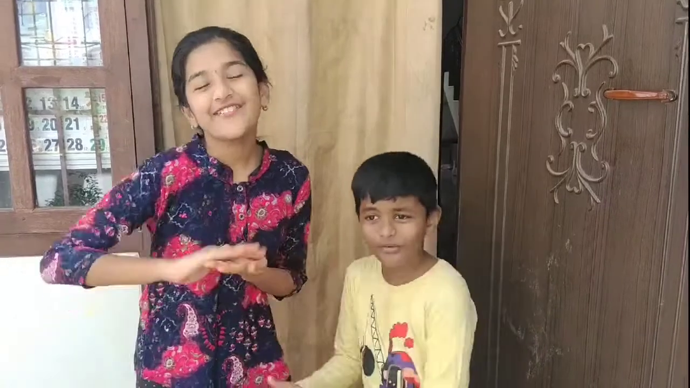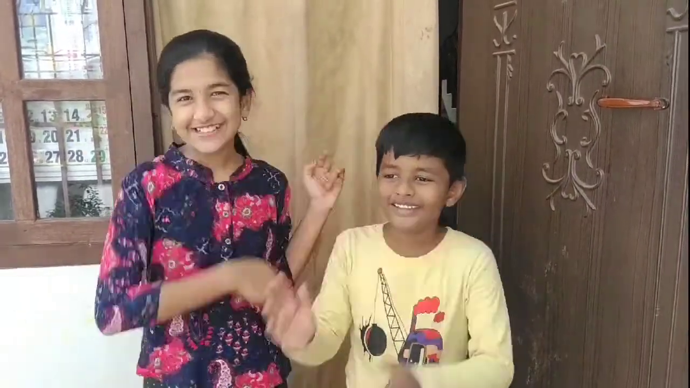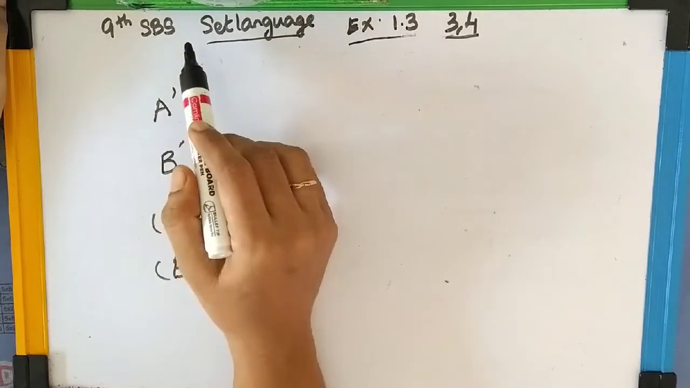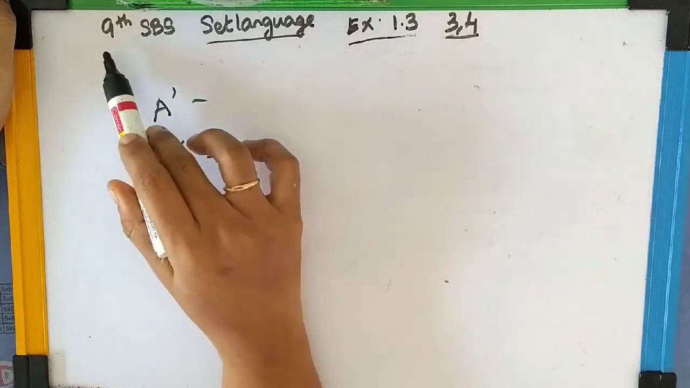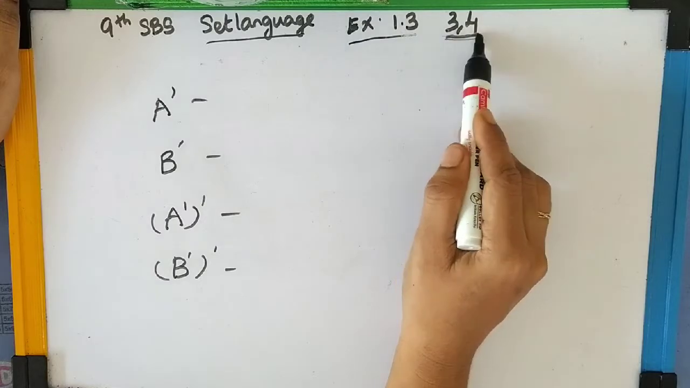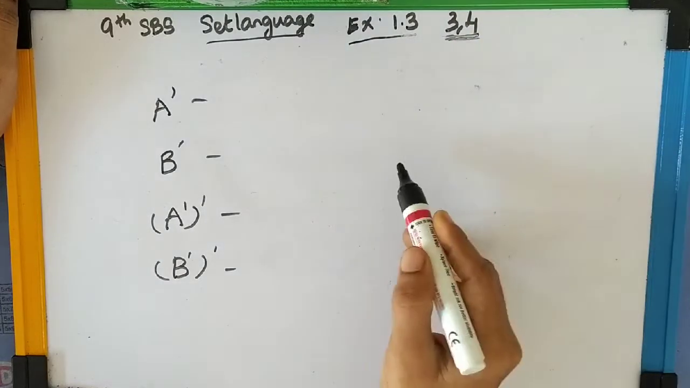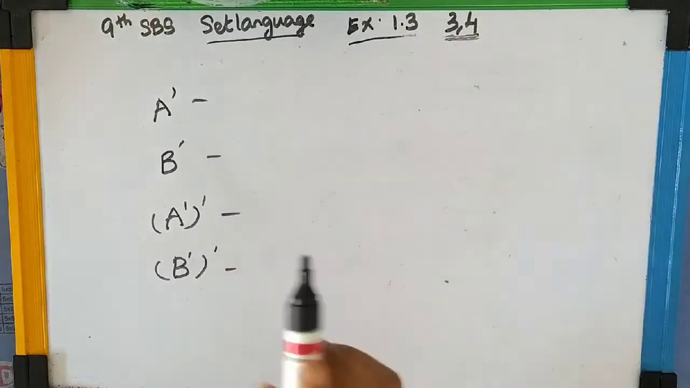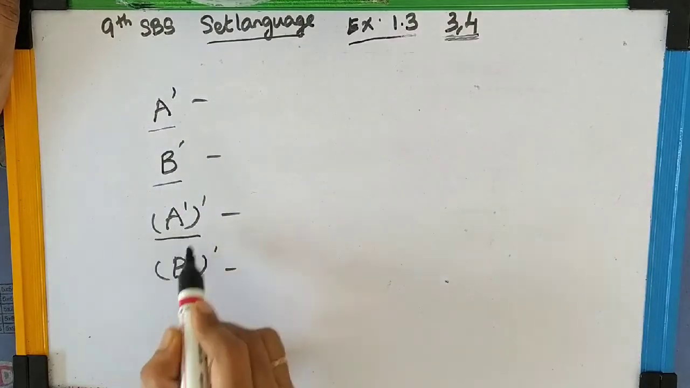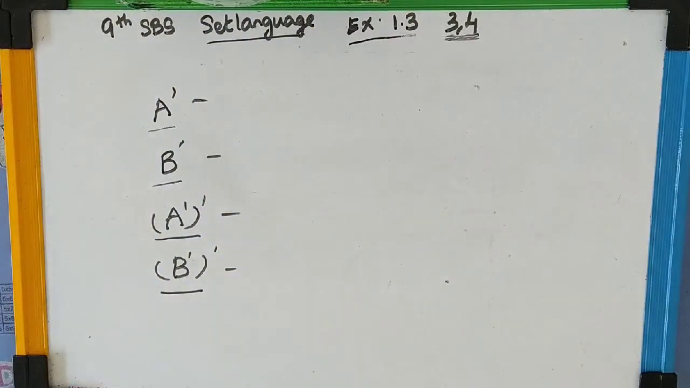Today we will be learning exercise 1.3 problems 4 and 3 from the chapter Set Language. Everyone, today we are going to see the 9th standard state board syllabus, Set Language, exercise 1.3, questions 3 and 4. Before going into the exercise, we need to know what is A dash, B dash, A dash the whole dash and B dash the whole dash.